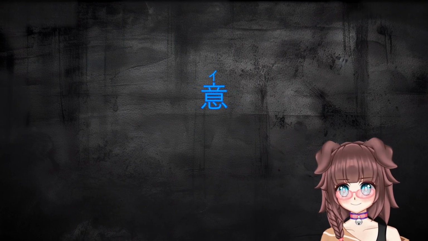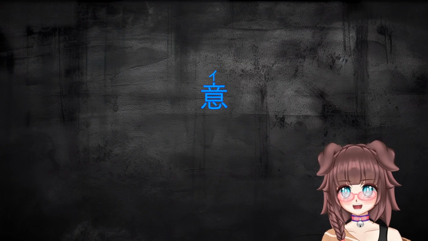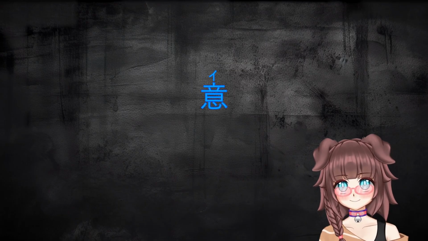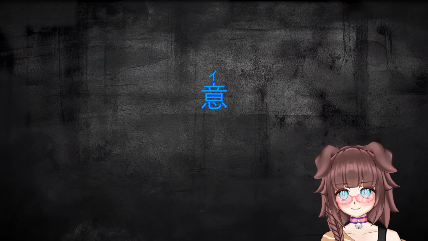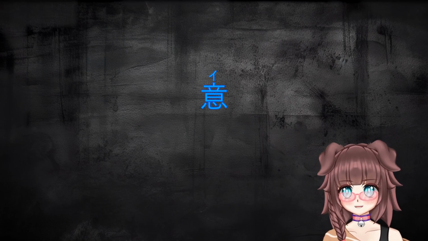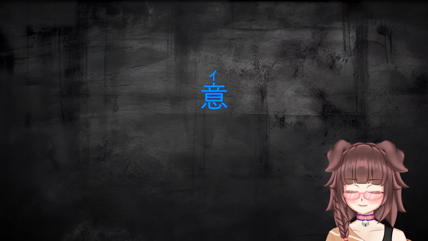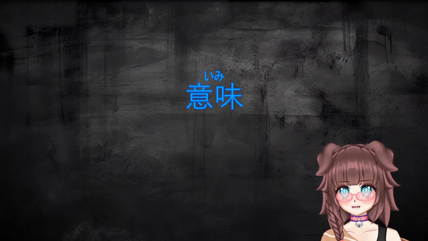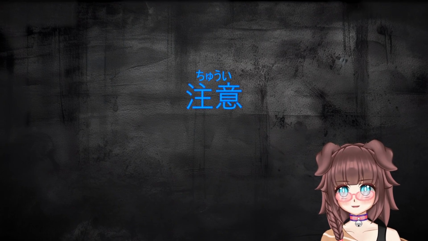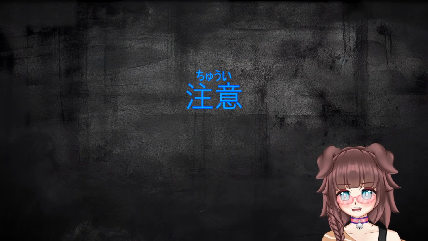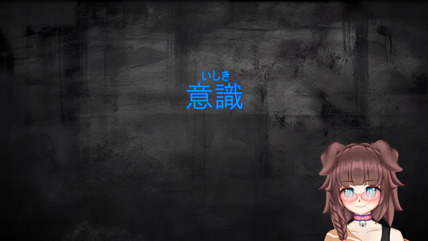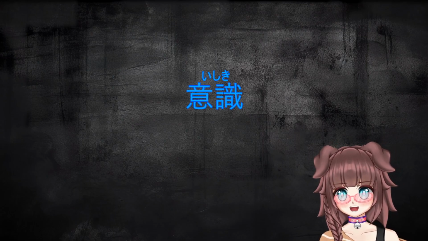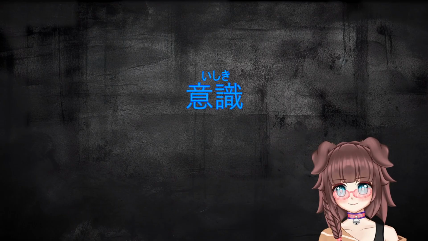The I from iken on its own has only one possible pronunciation. It's onyomi, or Chinese reading, which is, of course, I. This kanji conveys the idea of an idea, a thought, or sometimes a preference. It's used in words like imi, which means meaning or significance, chui, which means caution or attention, or ishiki, which means consciousness or being aware of something.